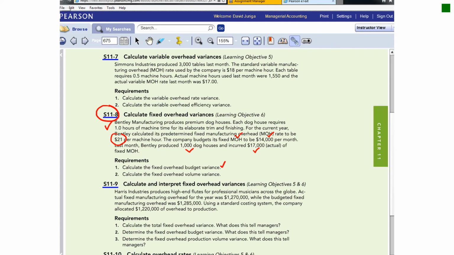And then on the fixed volume variance, we'll do a calculation where we're going to take the $21, that fixed overhead rate, and multiply that by what they produced. It's going to give us our standard input to look at the volume, and we'll compare that to the budget, and then that'll be the fixed volume variance. Again, we'll look at these on the next slide.